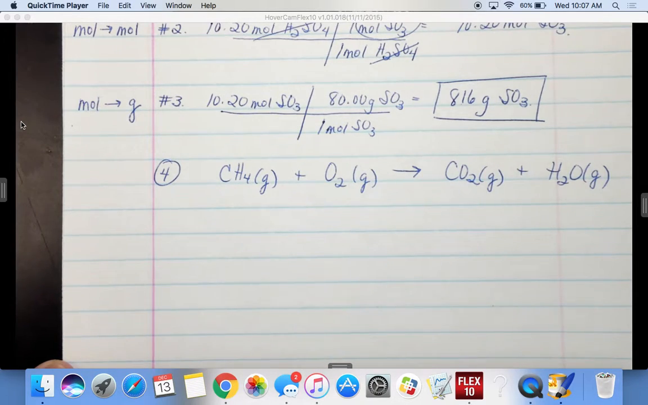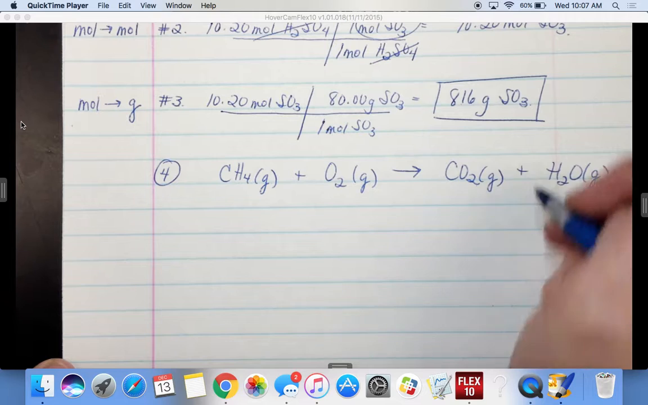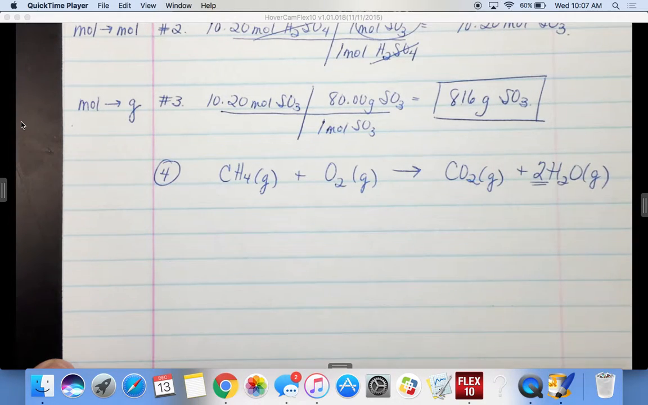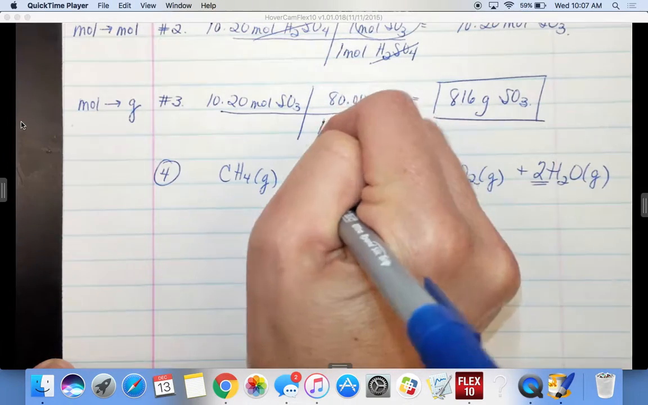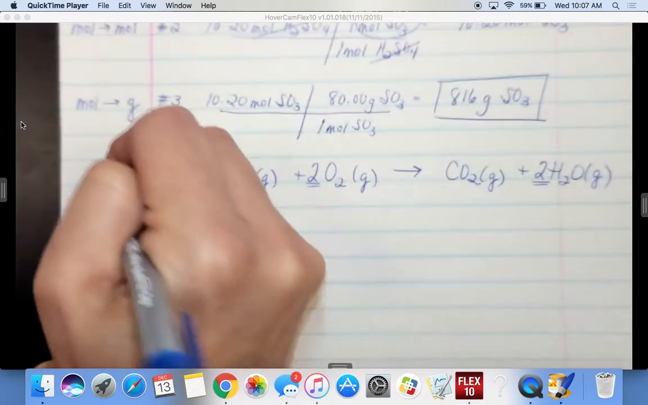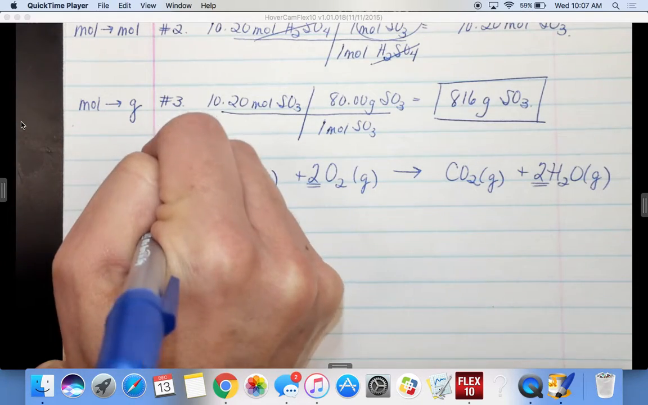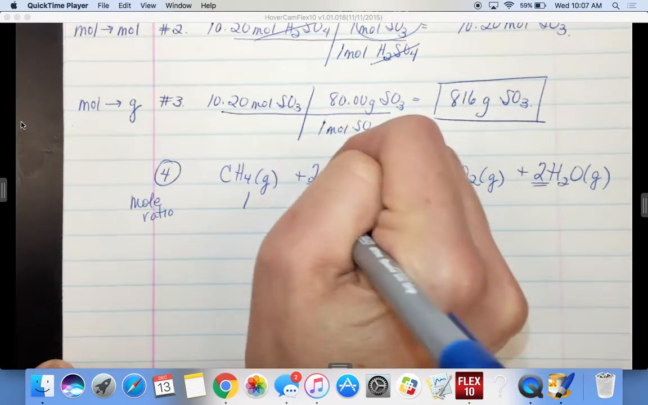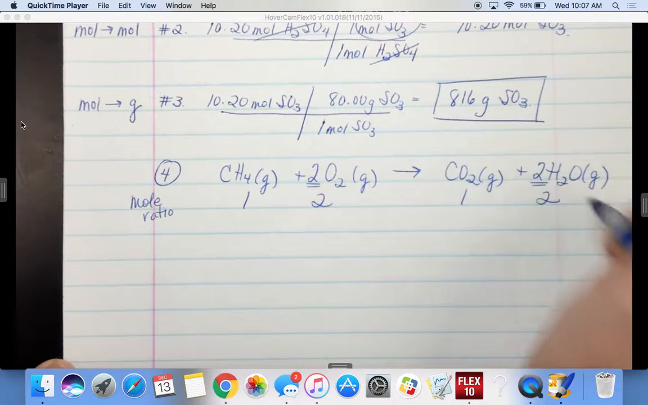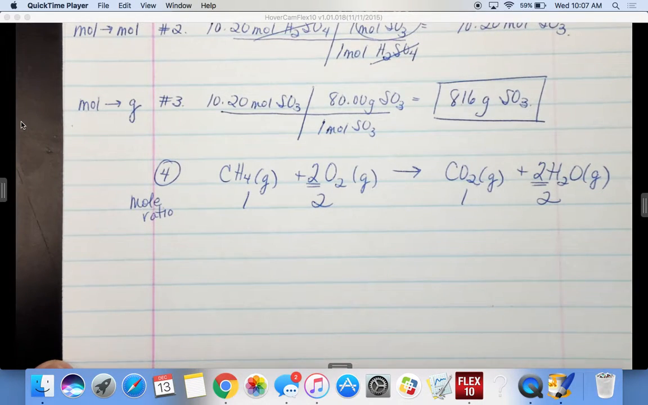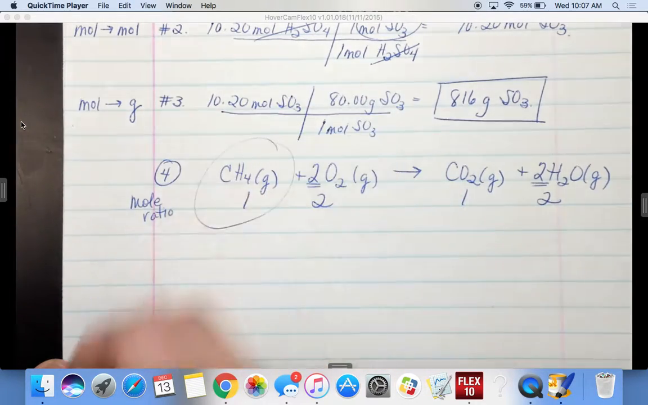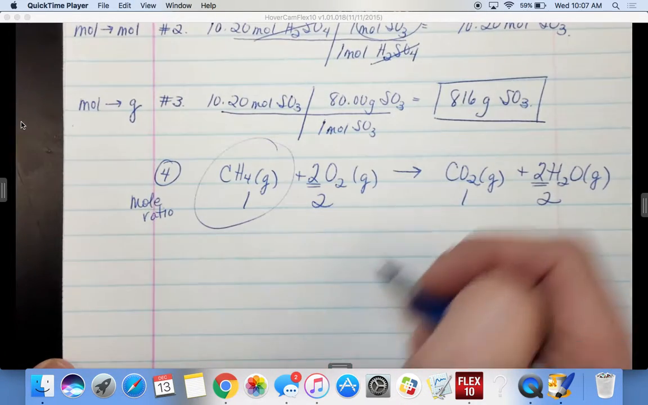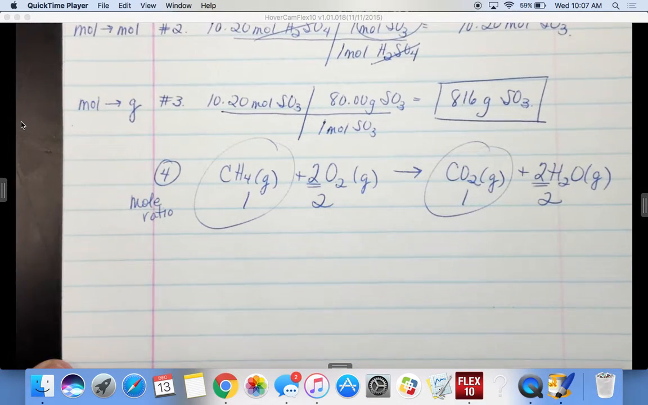Now, we want to make sure the reaction is balanced, so we'll need a 2 here to balance our hydrogens, which leaves us with 4 oxygens, so we'll need a 2 here. Again, may be helpful for us to write down the mole ratio is 1 to 2 to 1 to 2. And when we look at what we're going to be focusing on, we're focusing on the methane, which is this one, and the carbon dioxide, which is this one. So we have another 1 to 1 ratio.